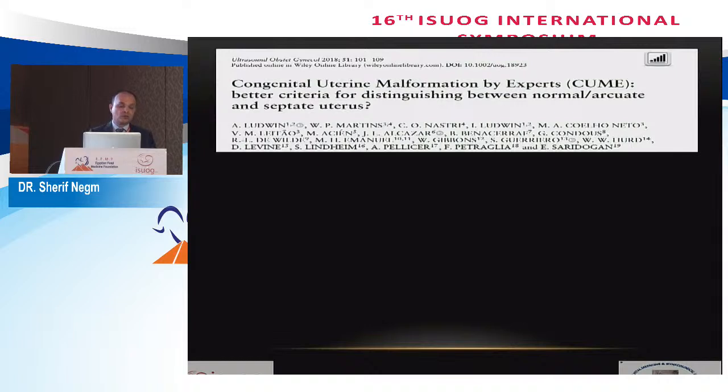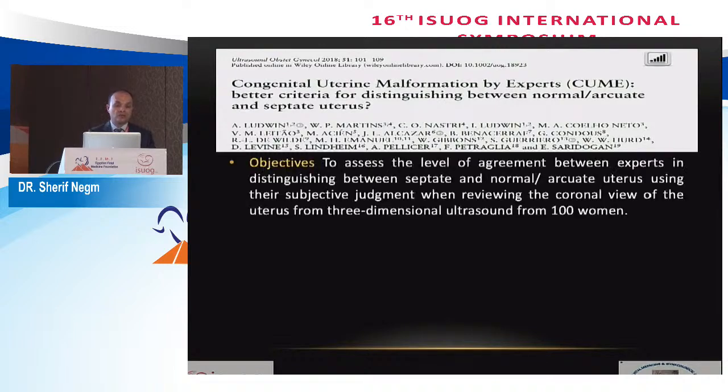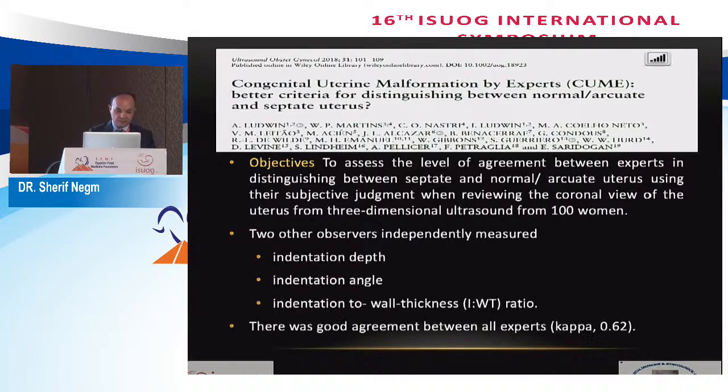Of course, this same group, the Ludwig group, formed another classification system called the congenital uterine malformation group, or CUME, and they also sent a lot of coronal images to a large number of experts.